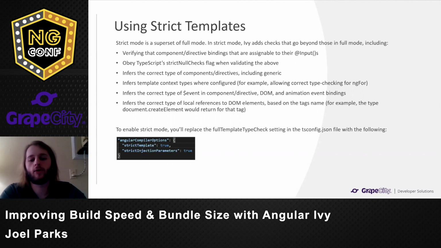Now, to enable strict mode, first you'll need to go back to the tsconfig.json file. Where we had the full template type checking, you want to replace that with the strict template setting and set that to true. And that will enable strict mode when you're building your applications.